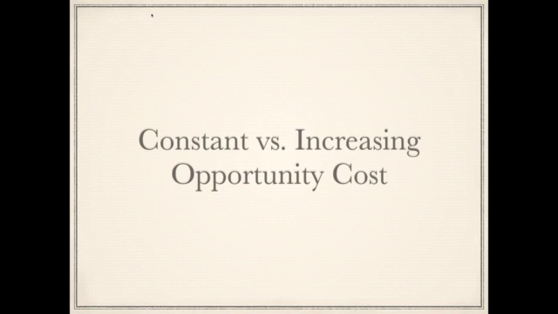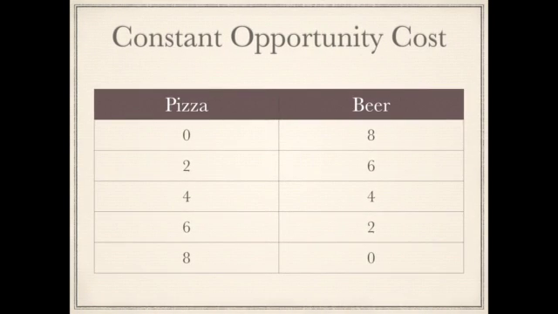And in this particular video lecture, I'm going to be taking a look at constant versus increasing opportunity cost. In particular, how these assumptions, the assumption of constant or the assumption of increasing opportunity cost, impacts the shape of the production possibilities frontier. So this table here gives us some data for a hypothetical production possibilities frontier.